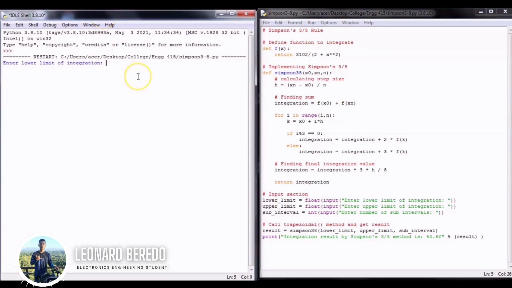Lower limit equals 0. Upper limit equals 1. Number of sub-intervals 6. The result is 1350.02.